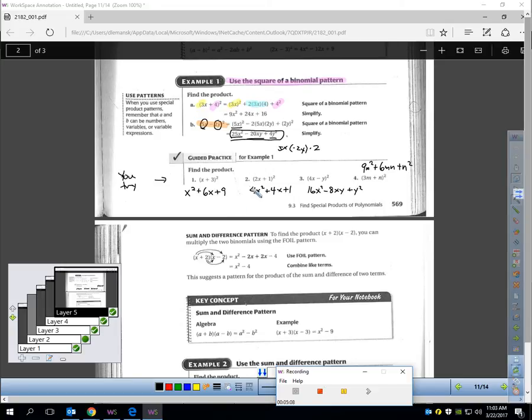In number 2, I'll take 2x and square it, that's 4x squared. I'll take 1 and square it, that's 1. In the middle, 2x times 1 doubled, 4x.